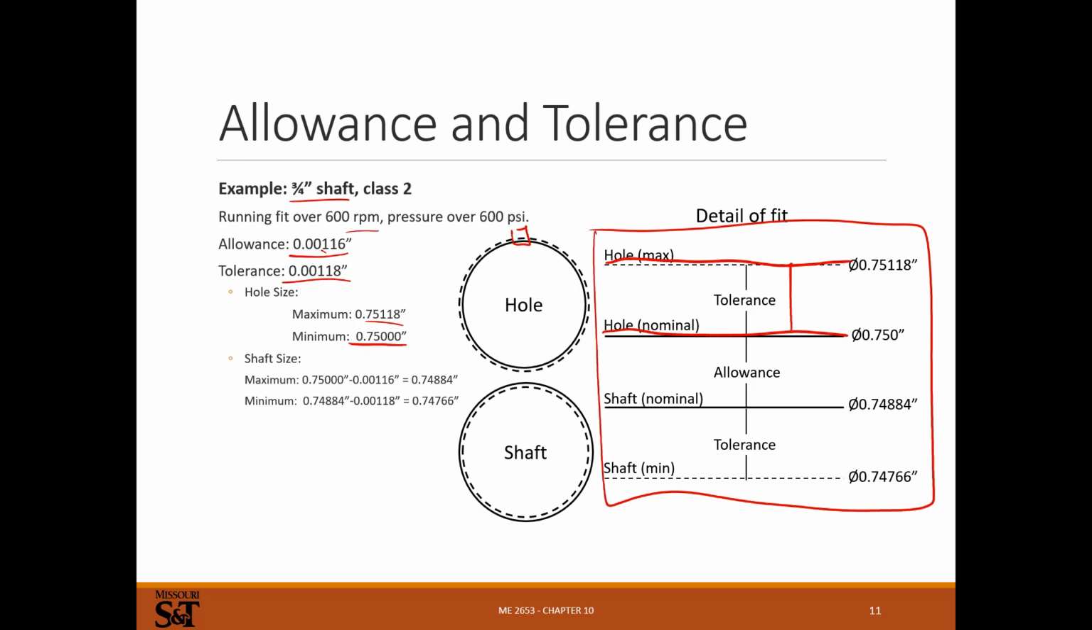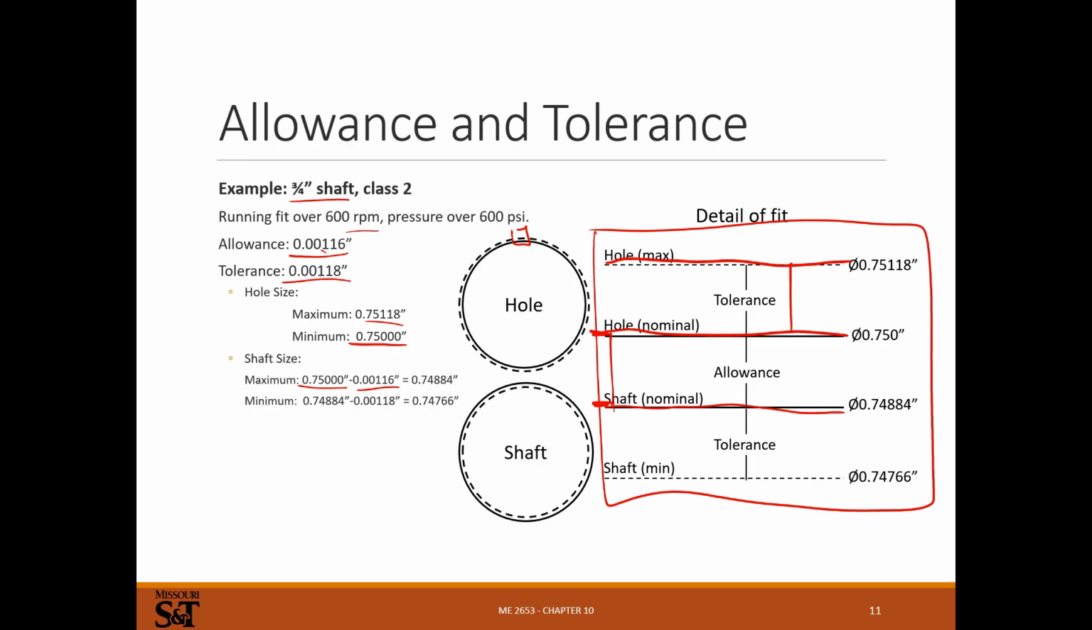For the shaft, we take the nominal hole size and subtract off the allowance to get our nominal shaft size. So if we built the hole exactly to the spec, it'd be 3/4 of an inch, and if we built the shaft exactly to the allowance, it'd be 0.74884 of an inch. In a perfect world, we'd make the hole this size, make the shaft this size, have our allowance between them, and everything is great.